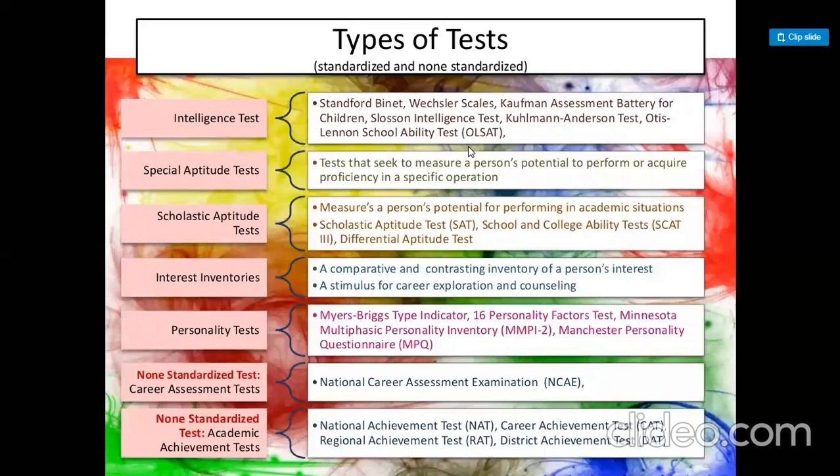Okay, what are the types of tests that you can give to the students? It can be intelligence tests, special aptitude, scholastic, interest inventories, personality tests, non-standardized tests like career assessment test, and academic achievement test. Okay. So LSAT, Myers-Briggs, or 16 PF. Okay, so we have different types of tests that you can encounter in our testing center.